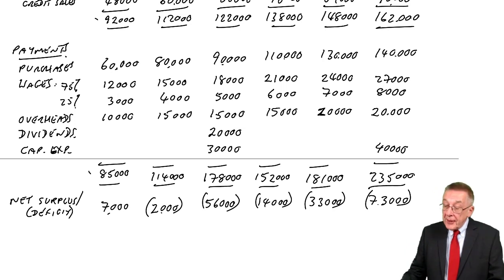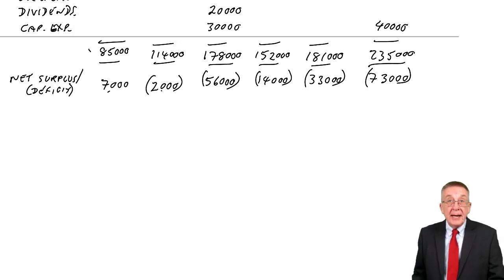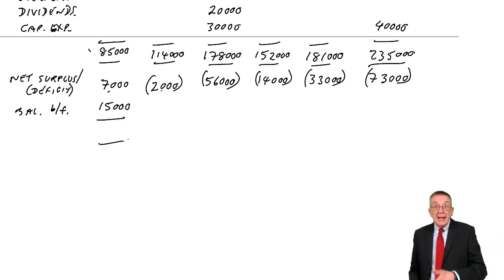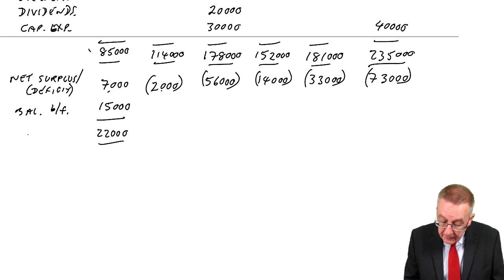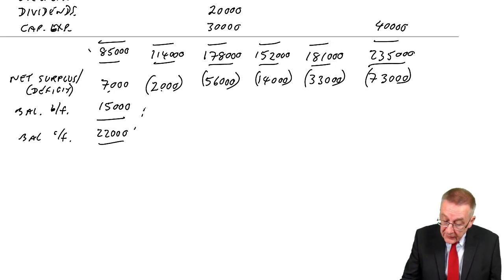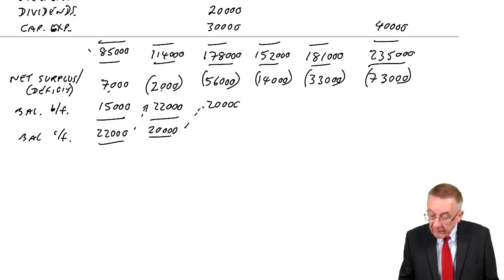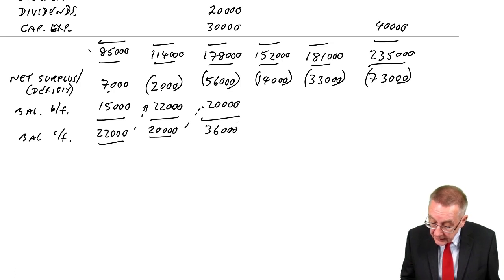We need, though, to forecast what the bank balance, the cash balance, will be each month. It does tell us in note G that the opening balance is 15, so the balance brought forward is 15. Therefore at the end of January, we had 15, there's a surplus of 7, and so the balance carried forward at the end of January will be 22. Come to February, February starts with 22,000. There's a deficit of 2, so the closing balance is 20. March therefore starts with 20, there's a deficit of 56, so we end up with a negative balance of 36.